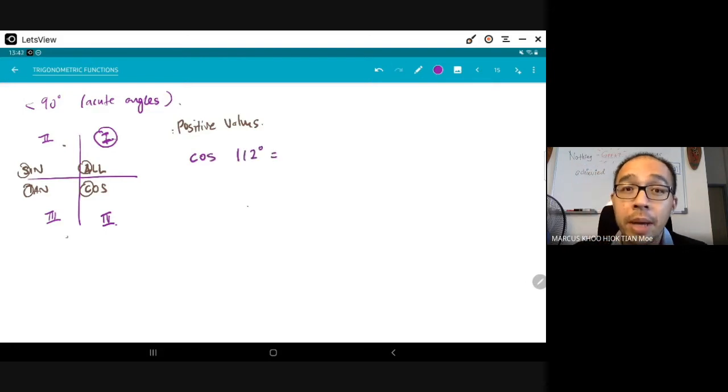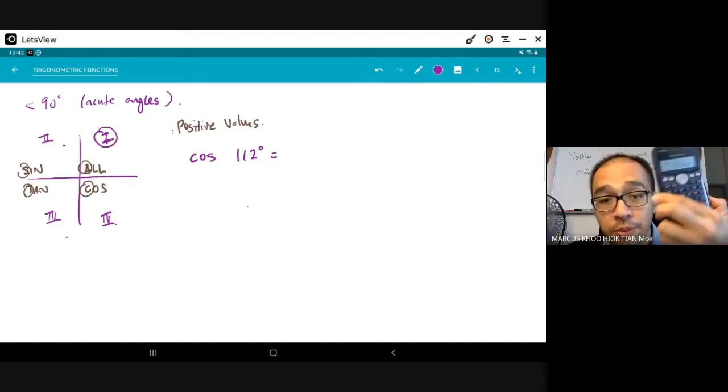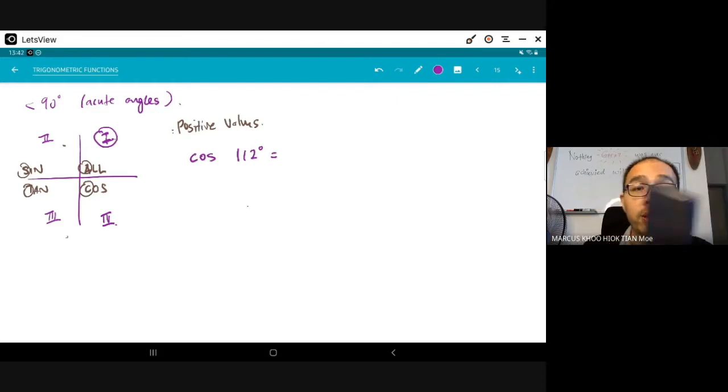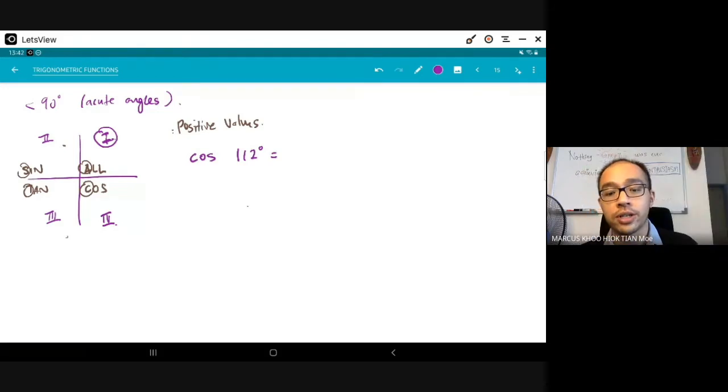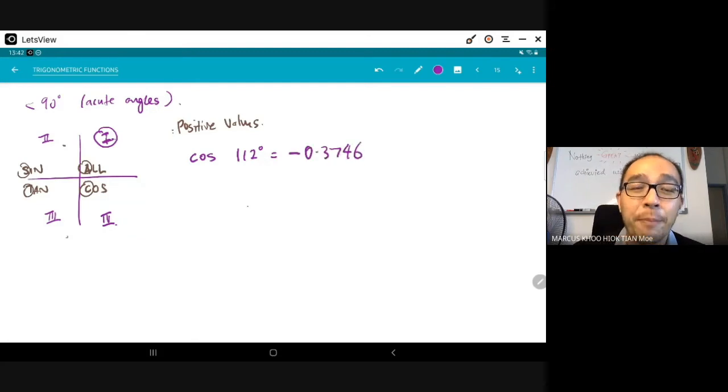Okay, there are many ways to do this, but just like I've been saying since the first class, I don't always like to use the shortest way. The shortest way is, of course, you press the calculator, cos 112. You press the calculator, make your life so much easier, which is negative 0.3746. But I don't want you to do it this method.